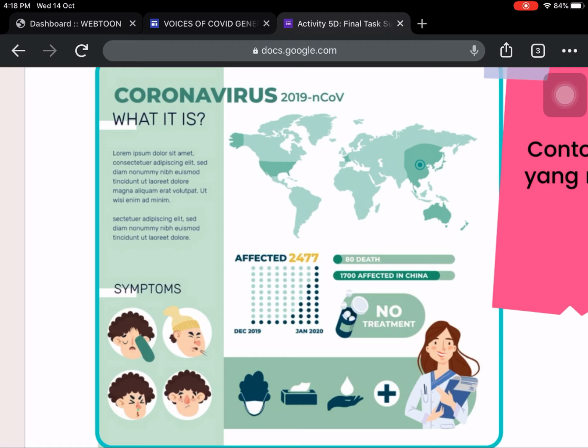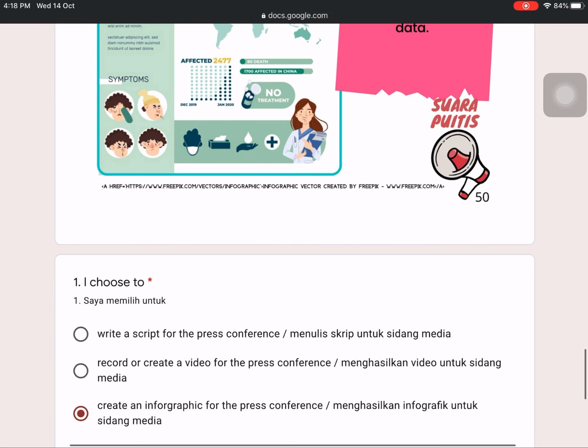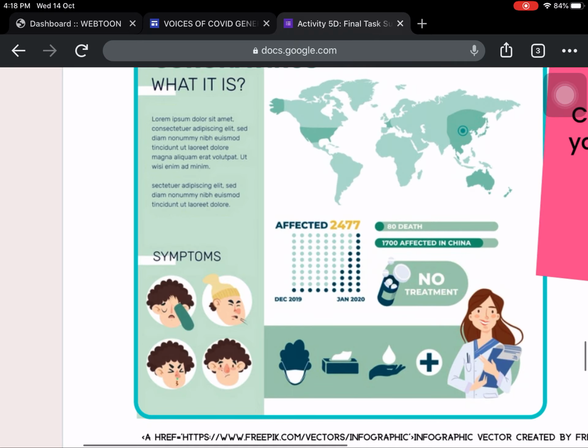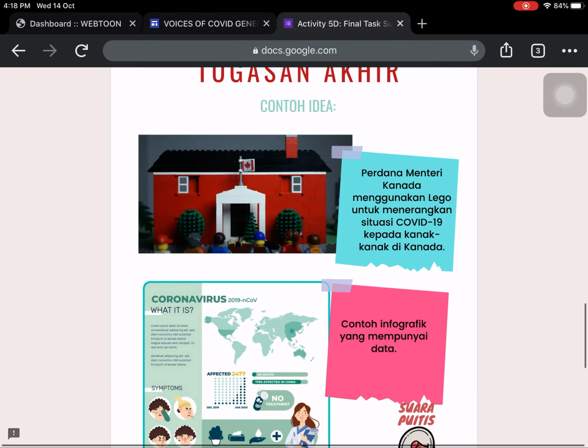And remember, your audience is young children or kindergartners. So it's not for adults. You're trying to convey your message, the importance of social distancing and everything else, to young kids using maths. The key thing here would be to be creative, be imaginative. You're not talking to adults like me, boring old adults. You're talking to young kids who will only be interested in what you're saying if your information is very creative, very colorful, cartoony, like the Prime Minister of Canada used a Lego video.